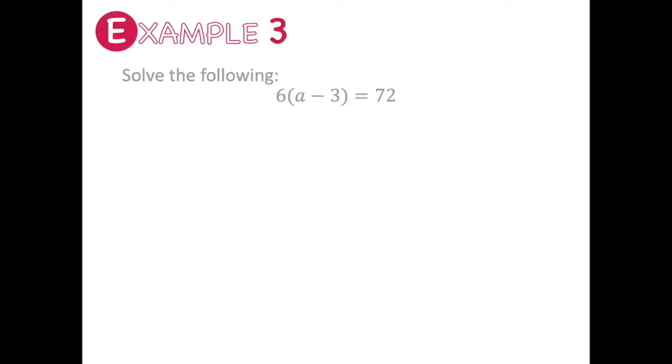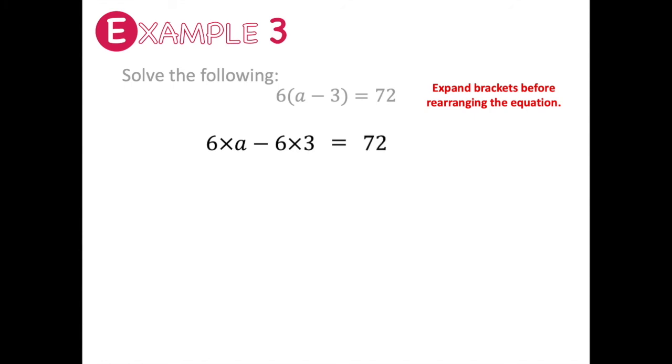In my third example, I want to solve 6 times a minus 30 in brackets is equal to 72. Now there's a couple of ways I can complete this. What I'm going to do is expand my brackets before I start rearranging the equation to find my value of a. So when I expand my brackets, it is going to be 6 times a minus 6 times 3, which is equal to 72. So that simplifies to 6a minus 18 is equal to 72.